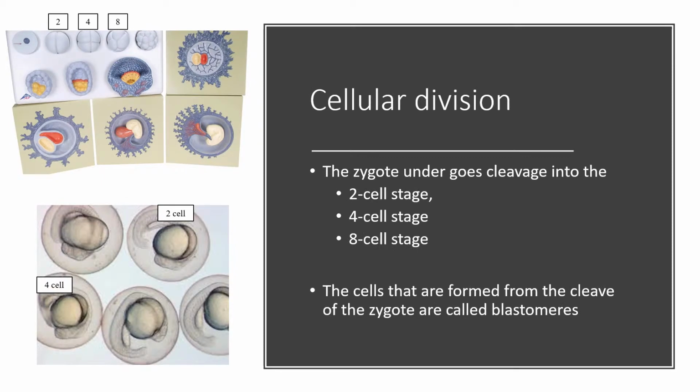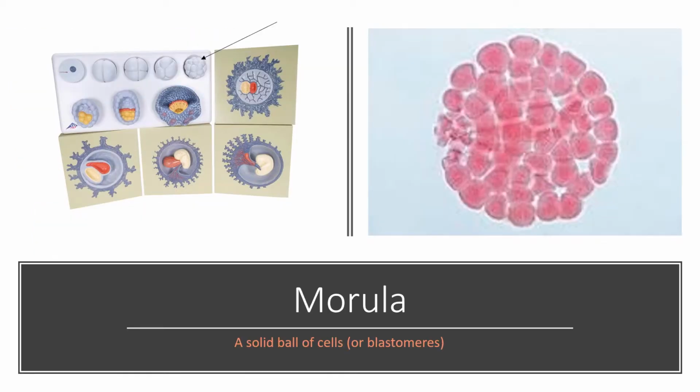So what happens to that zygote is that it undergoes cellular division. So you'll start to see cleavage of the zygote into a 2-cell stage, 4-cell stage, and 8-cell stage. And the cells that are formed from this cleavage of the zygote are called blastomeres. I just want to point out that the cellular division is actually occurring within the fallopian tube. Implantation has not occurred yet. So once the zygote has undergone numerous cellular divisions, it becomes this solid ball of cells or blastomeres, and this is called the morula, still within the fallopian tube.